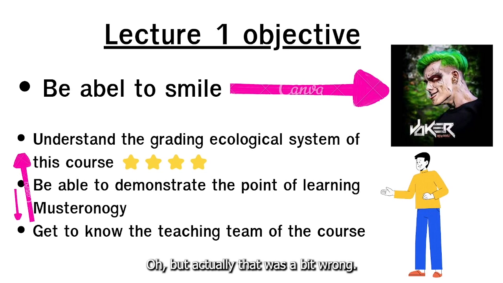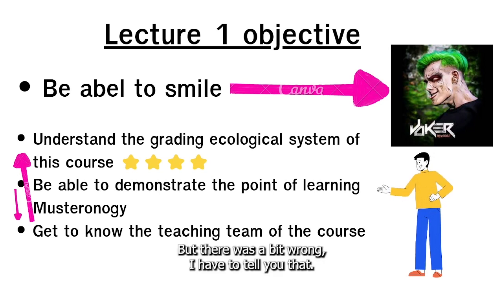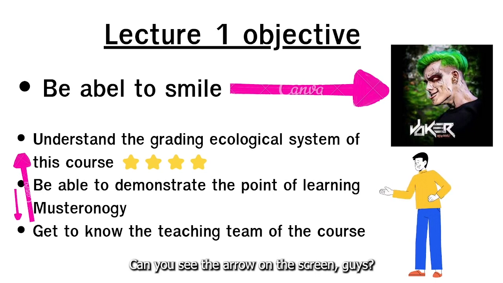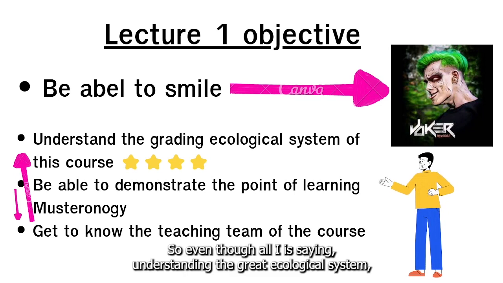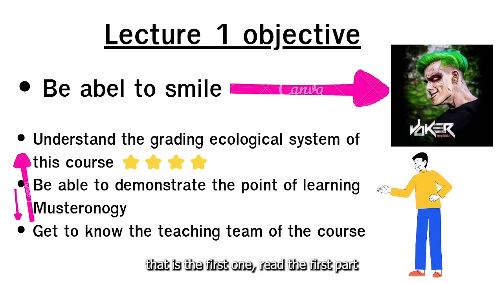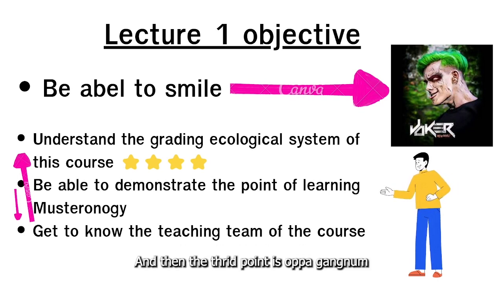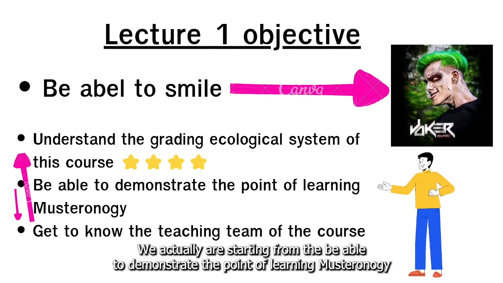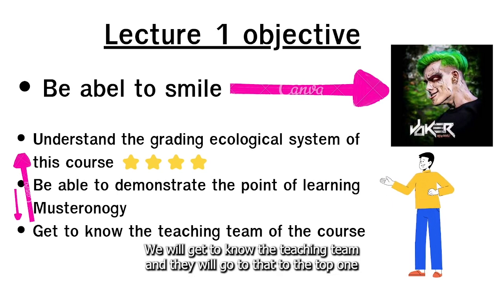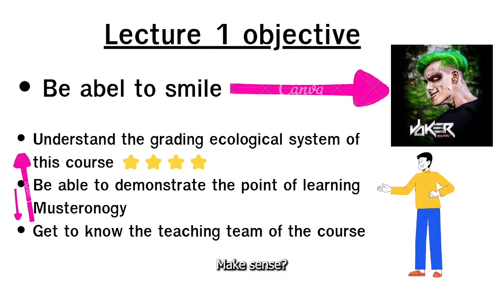So actually that was a bit wrong. Can you see the arrow on the screen, guys? One is next to the Joker and another two. Even though it's saying understanding the grading ecological system is the first one, then the second point, be able to demonstrate, and the third point is to get to know the teaching team. But actually, we're not going in that order. We're starting from being able to demonstrate the power of learning Musteronogy. We will get to know the teaching team, and then we'll go to the top one. Make sense?